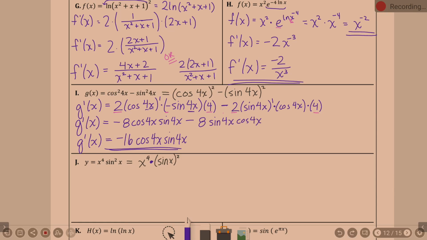Wait, am I thinking the wrong thing? No, you're okay. f prime times g plus g prime times f. Either way, they're using f's and g's and primes. It doesn't matter which order you go in, right? It's product rule. It's derivative of one, keep the other, plus, reverse the scenario. Derivative of the other, keep the other. Okay?